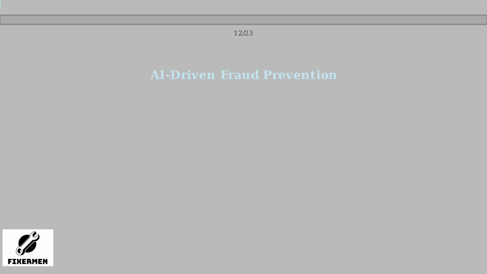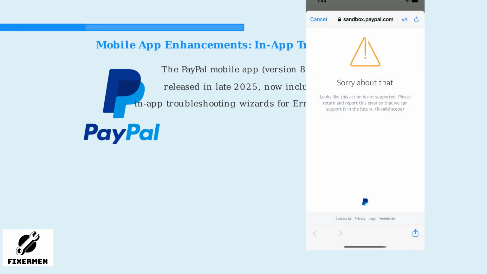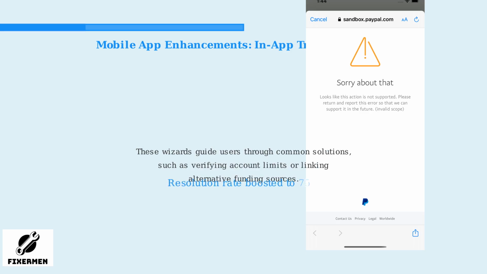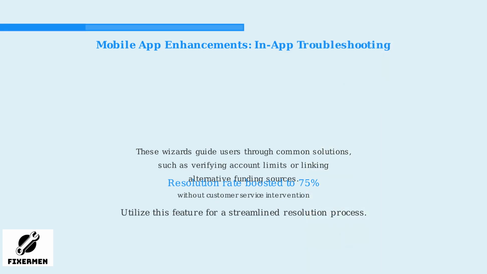The PayPal mobile app, version 8.5 and later, released in late 2025, now includes in-app troubleshooting wizards specifically designed for this error. These interactive guides walk users through common solutions, such as checking account limits or connecting alternative funding sources like additional bank accounts or cards. This enhancement has significantly improved user experience, with resolution rates reaching 75% without needing to contact customer service, based on recent app analytics. Make use of this built-in feature for a smoother and faster way to resolve transaction issues.